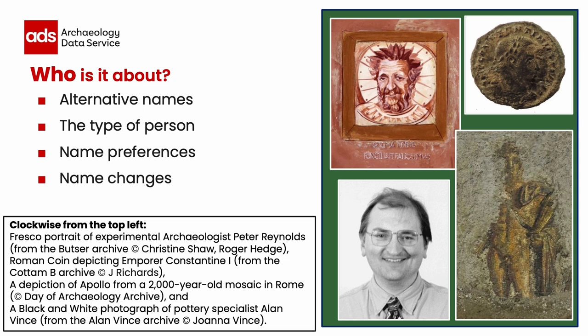Would your users be likely to want some background information as well? Is a name not enough? If so, tied to a person's name, you might need to document key facts about their life or reasons for their identification or presence in your data or archive. The black and white photograph in the bottom image depicts archaeologist Alan Vince, and together with his data, the collection describes who he was and what his area of research was.